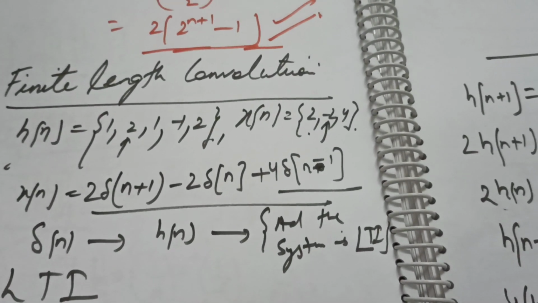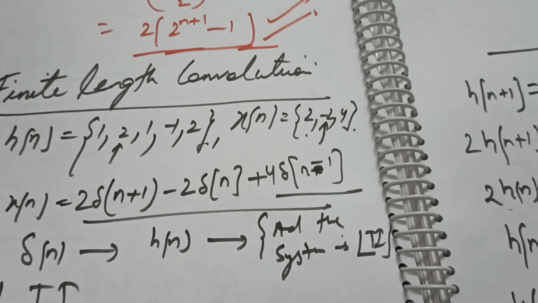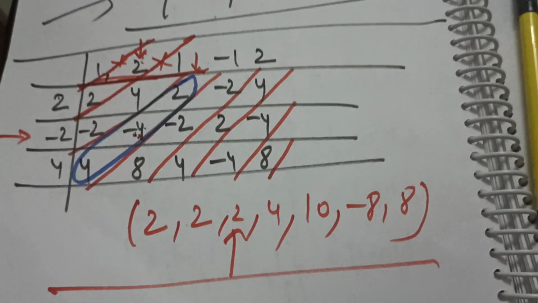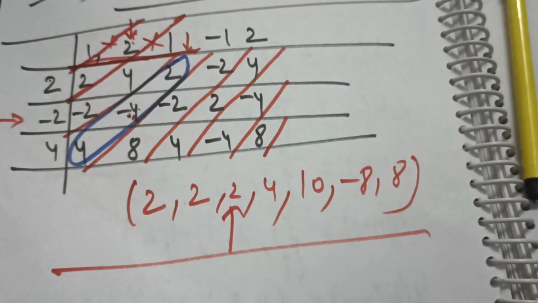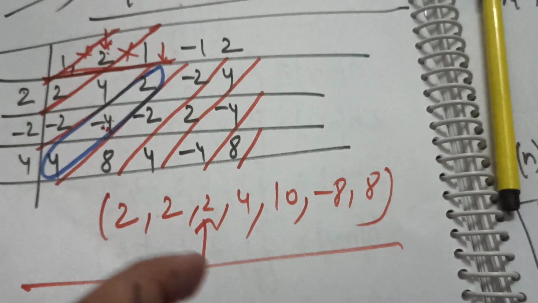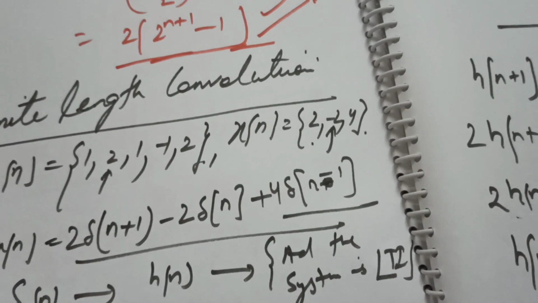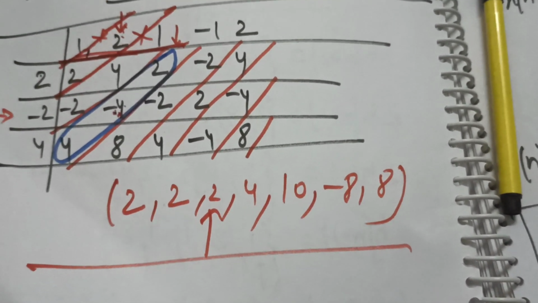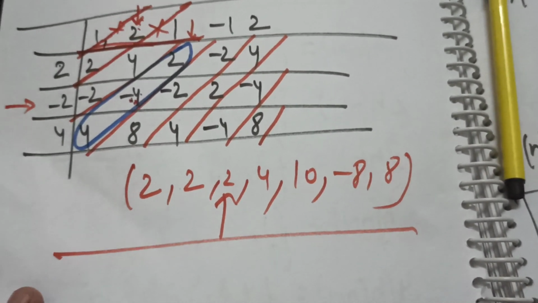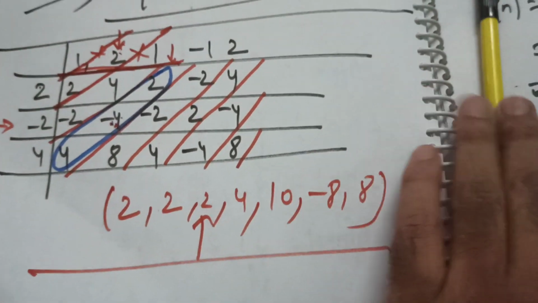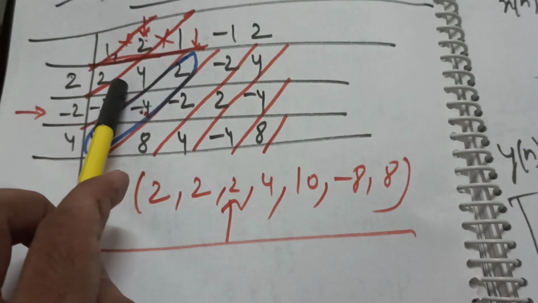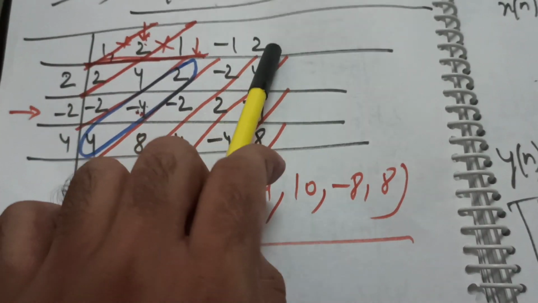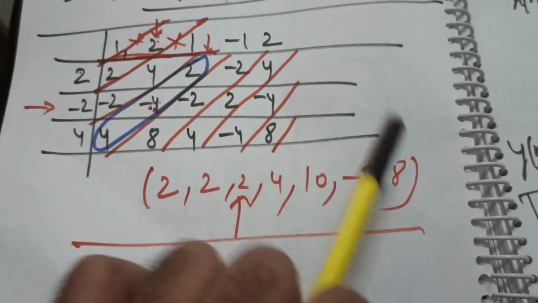question: h[n] is 1, 2, 1, minus 1, 2 and x[n] is 2, minus 2, 4. The shortcut method is very easy. Simply plot 2, minus 2, 4, get the values of h[n], that is 1, 2, 1, minus 1, 2, and we will perform the finite time convolution. How? Simply 2 into 1 will give you 2, 2 into 2 will give you 4, 2 into 1 will give you 2, 2 into minus 1 will give you minus 2, 2 into 2 will give you 4.